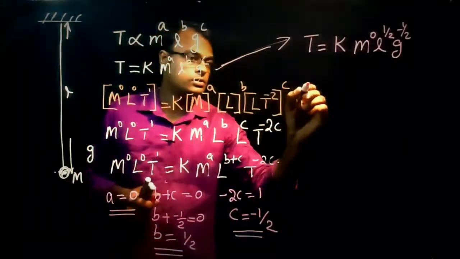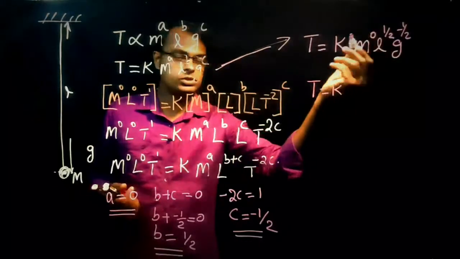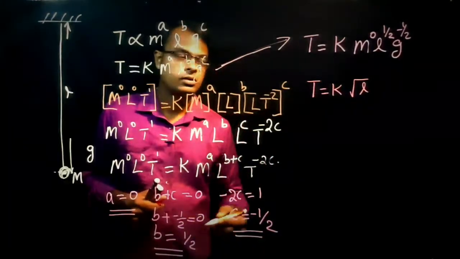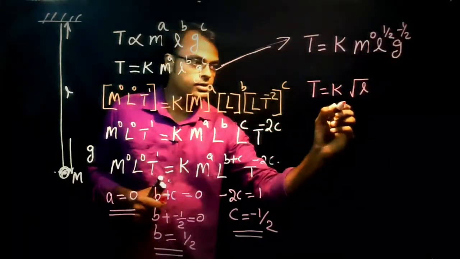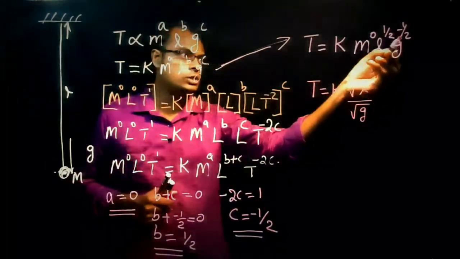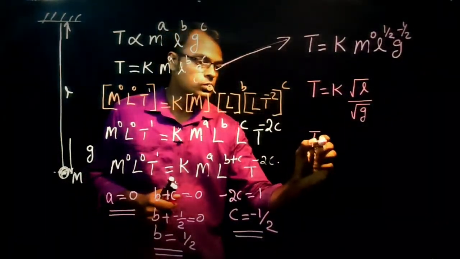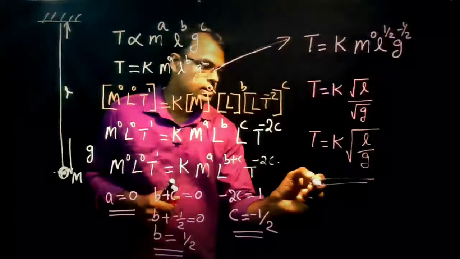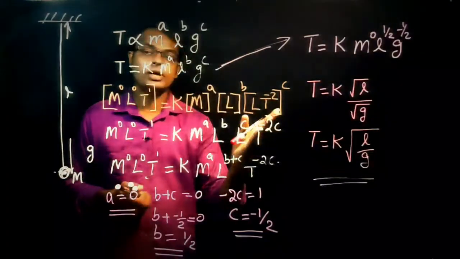So what is the final equation here? Time period T is equal to k into, M is not present because M to the power 0, L to the power 1 by 2. L to the power 1 by 2 means root L. Now g to the power minus 1 by 2 means divided by root of g. First take g to the power minus 1 by 2 into the denominator, so it becomes root g. So T is equal to k into root of L by g. This is the relation we have derived using dimensional analysis, the application of the dimensional formula.